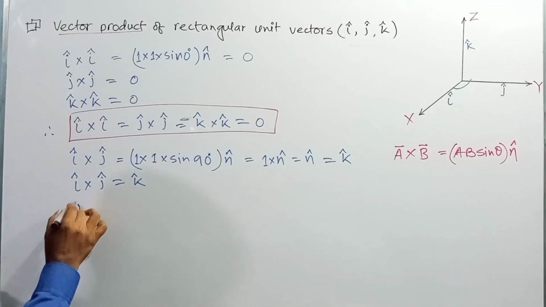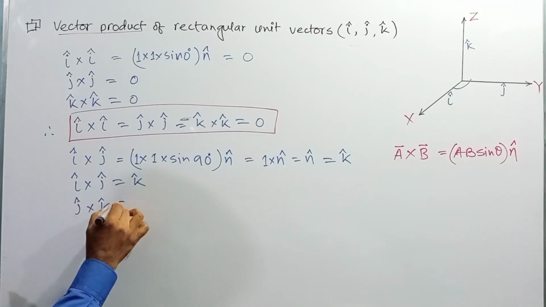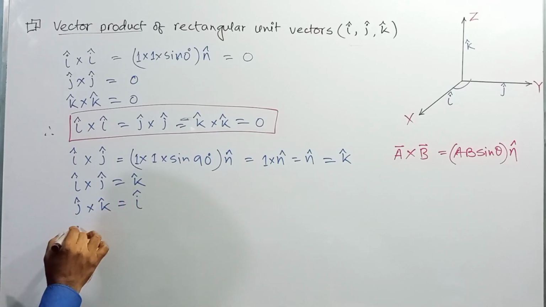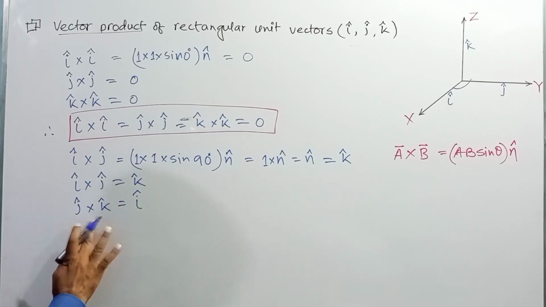Similarly, we can write that j cross k is equal to i and k cross i.